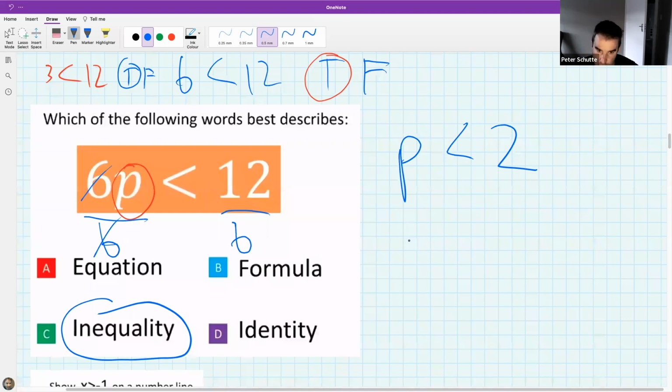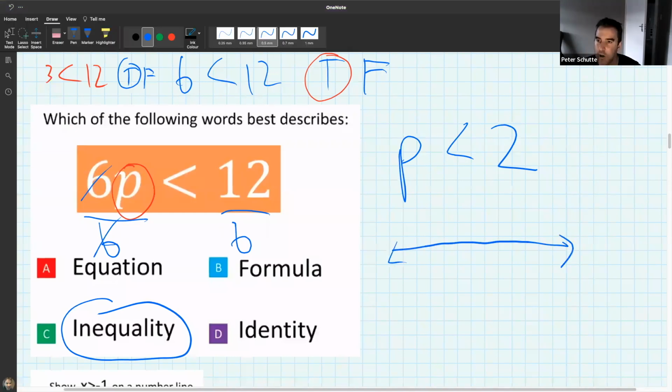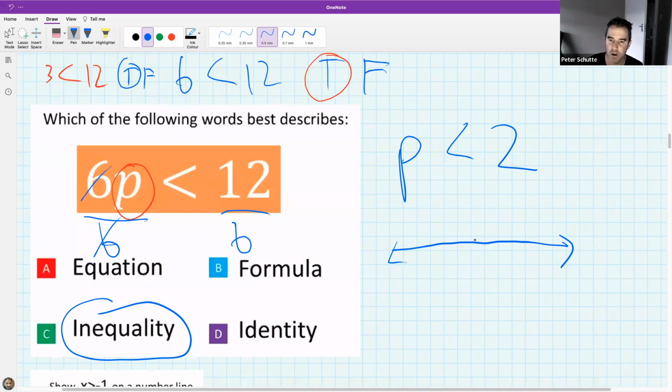So instead of trying to list every single one, all I'm going to do is draw a number line and put the value on there that's important. So it's 2. And we know that it's all the values of p that are less than 2. And so we illustrate our answer like that. And that's called illustrating your answer on the number line.